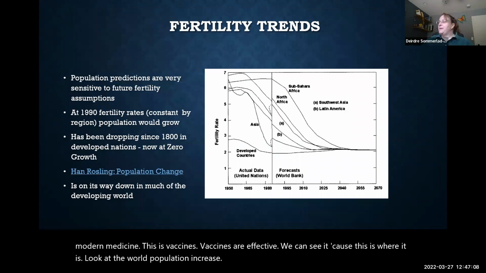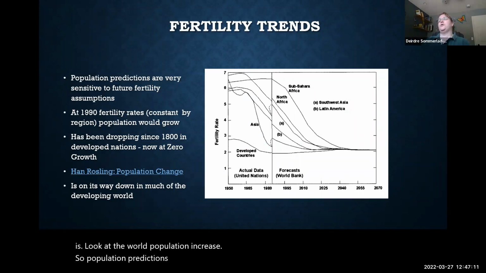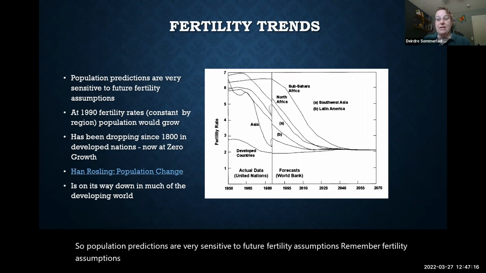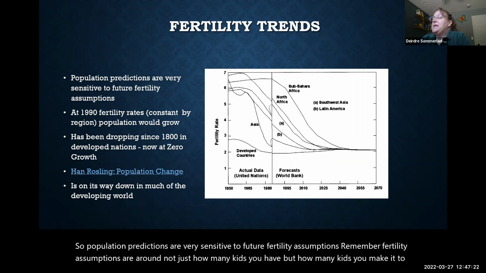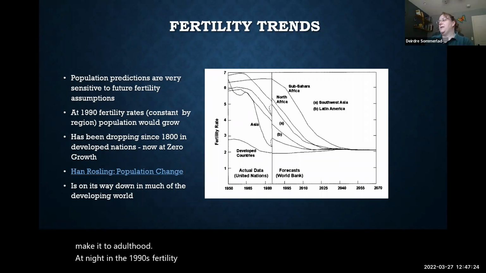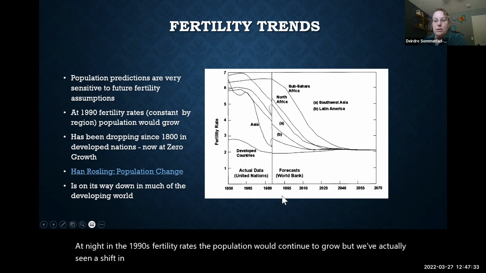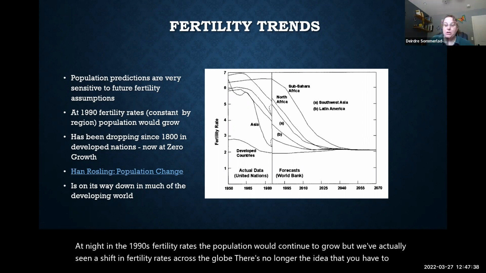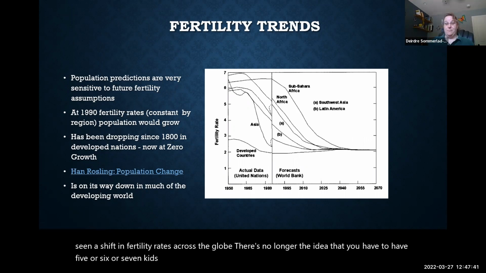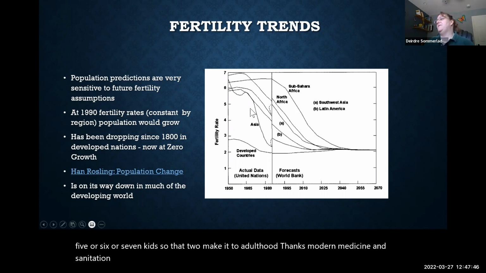So population predictions are very sensitive to future fertility assumptions. Remember, fertility assumptions are around not just how many kids you have, but how many kids you make it to adulthood. In the 1990s, fertility rates, the population would continue to grow, but we've actually seen a shift in fertility rates across the globe. There's no longer the idea that you have to have 5 or 6 or 7 kids so that 2 make it to adulthood. Thanks, modern medicine and sanitation. So we've seen a lot of this start to grow.